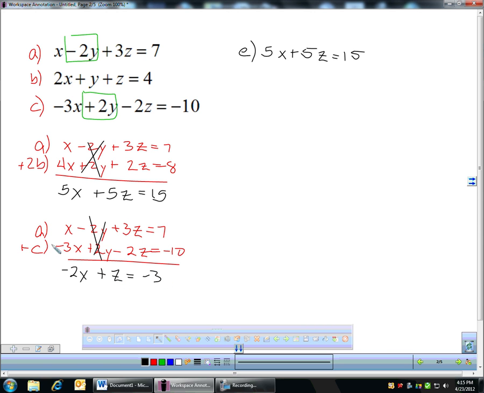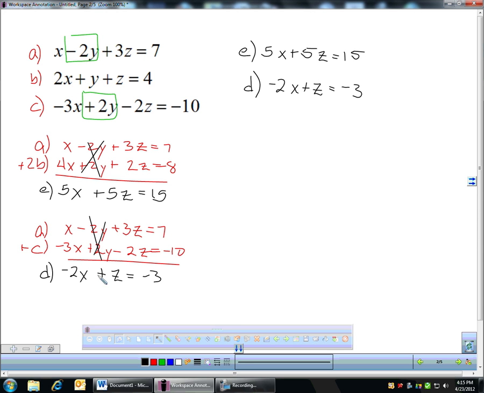And I just created a new equation. I have E. Where did D go? I never used D. Okay, so this one I called E. Since I skipped D earlier, I'll call this equation D. And D is going to be the equation negative 2x plus z equals negative 3.